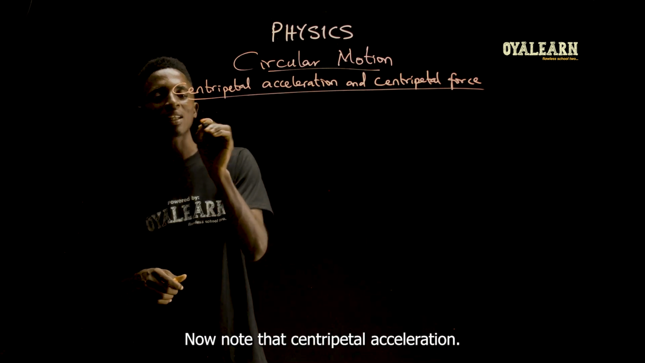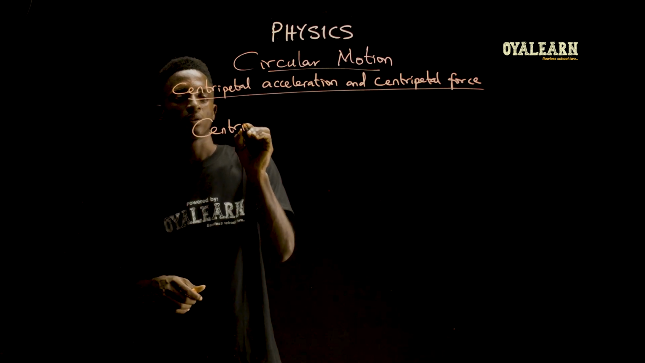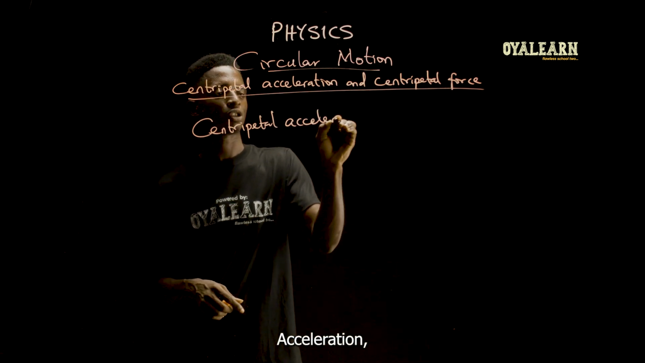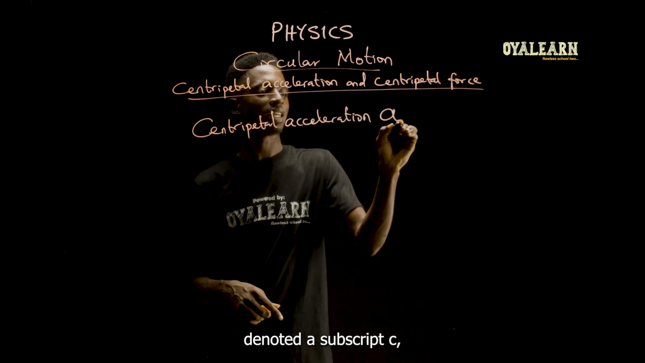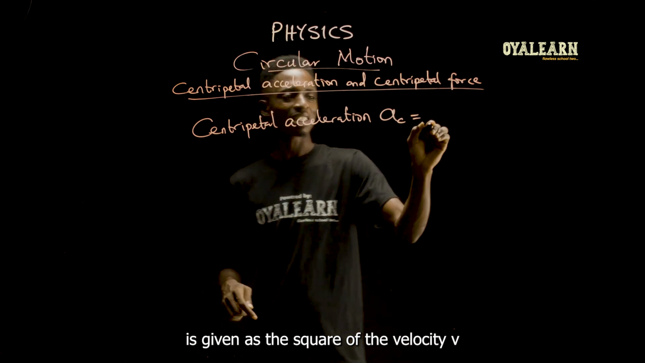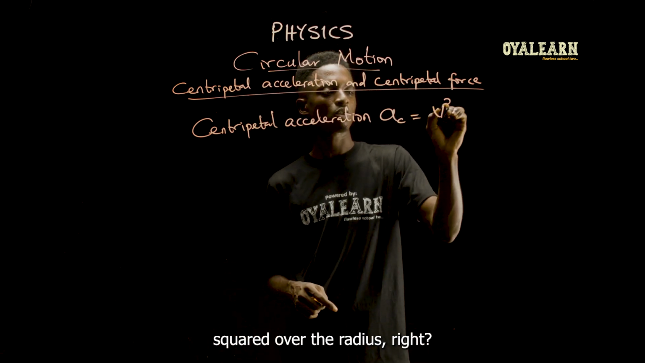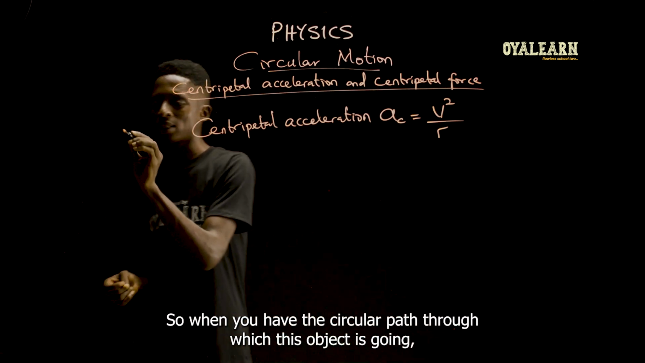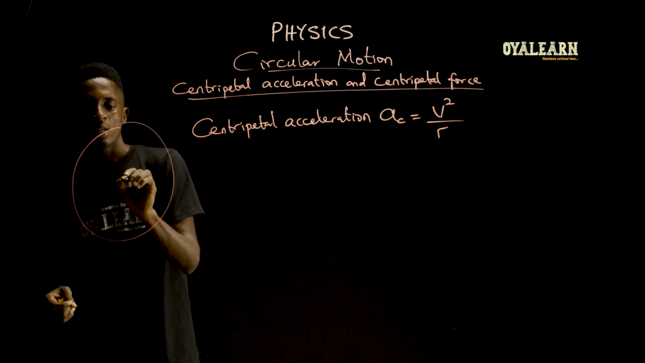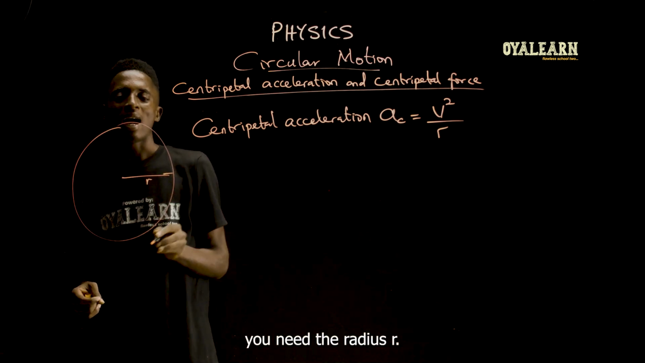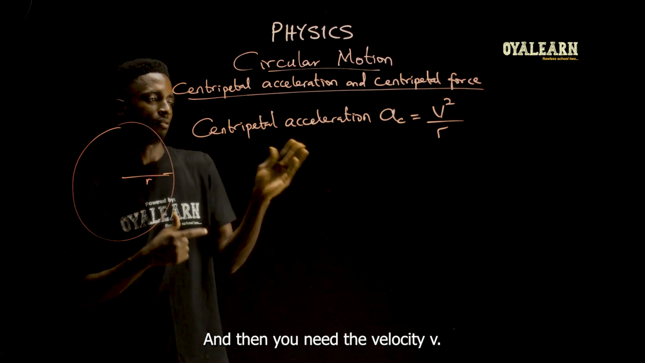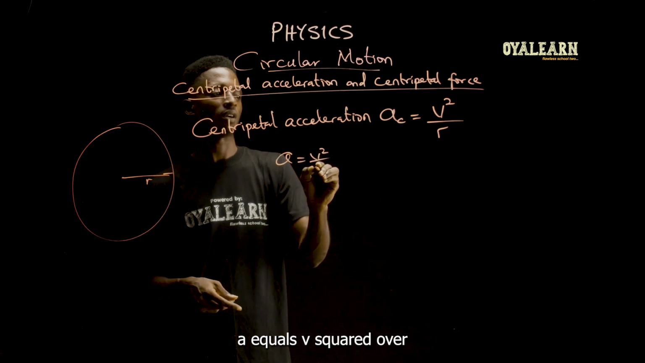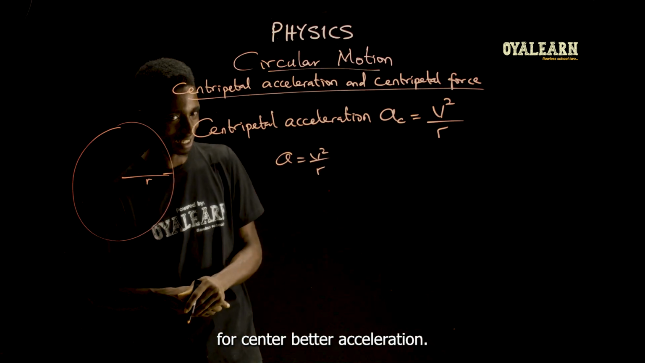Now, note that centripetal acceleration, denoted a subscript c, is given as the square of the velocity, v squared, over the radius, right? So when you have the circular path through which this object is going, you need the radius r, and then you need the velocity v. So you can apply this equation, a equals v squared over r, for centripetal acceleration.